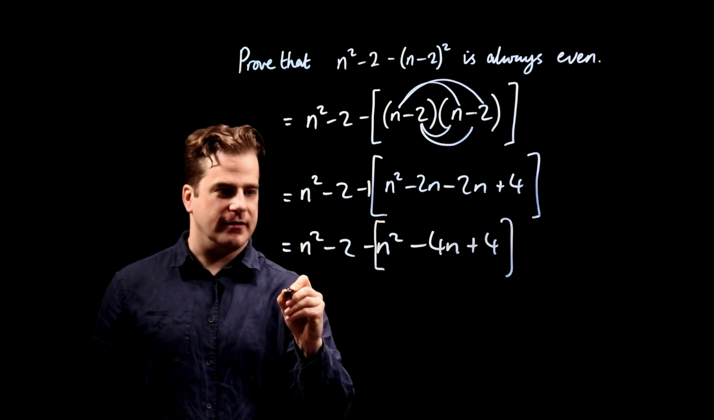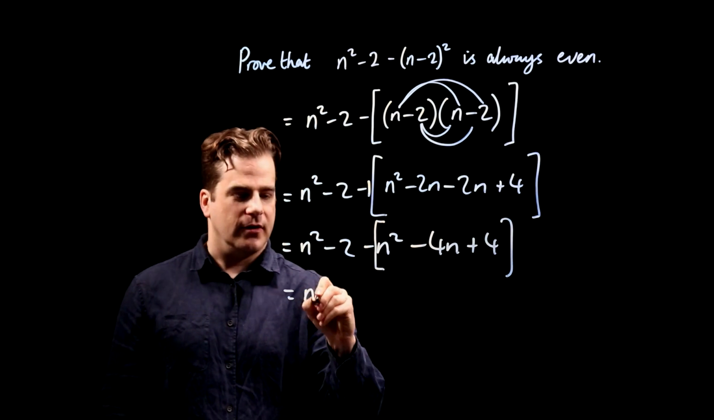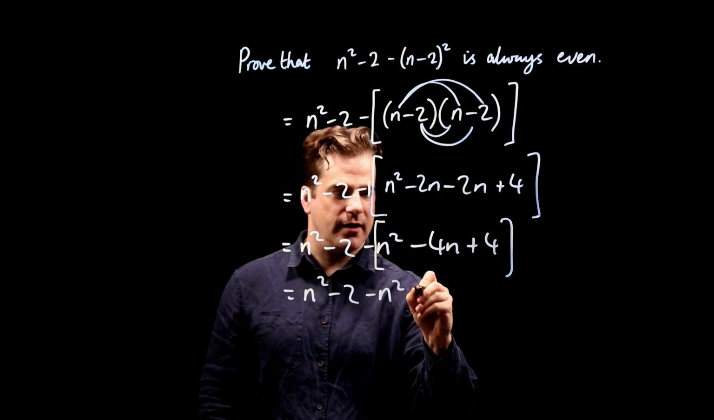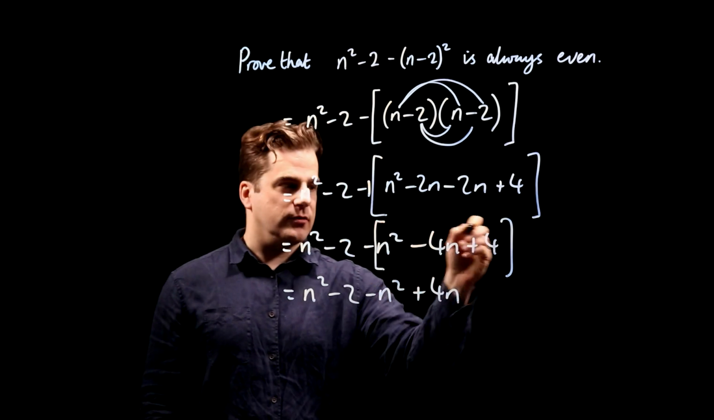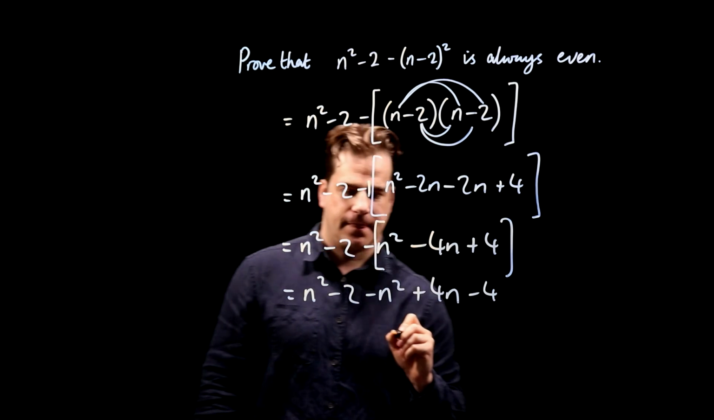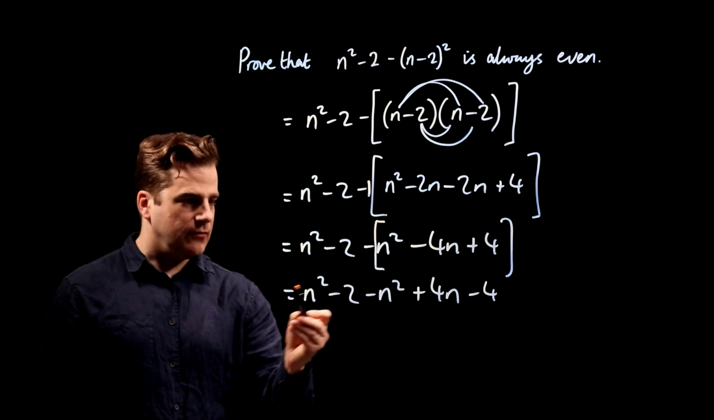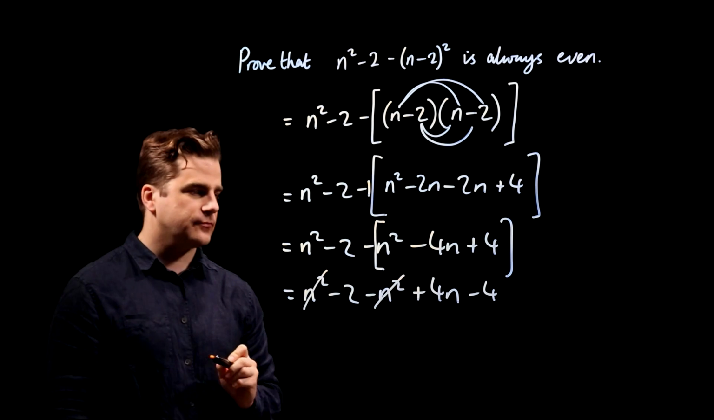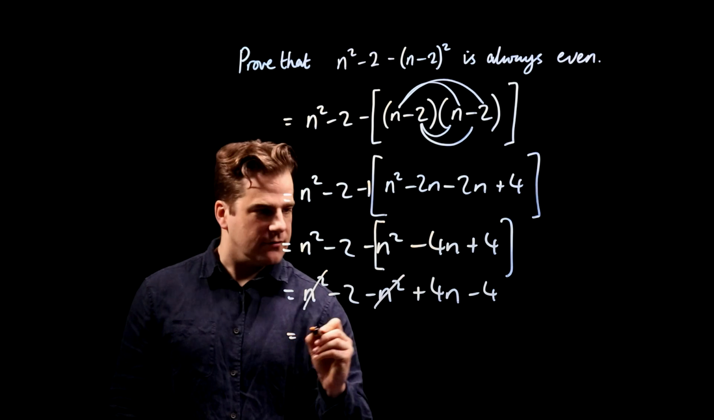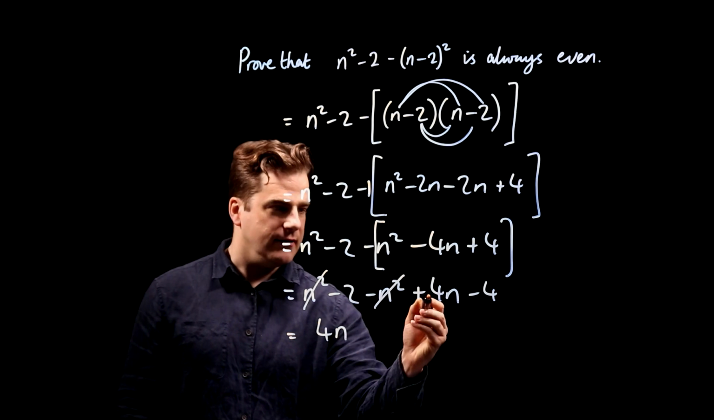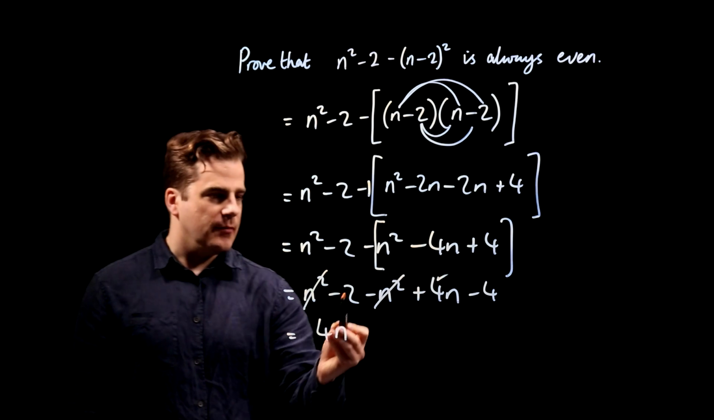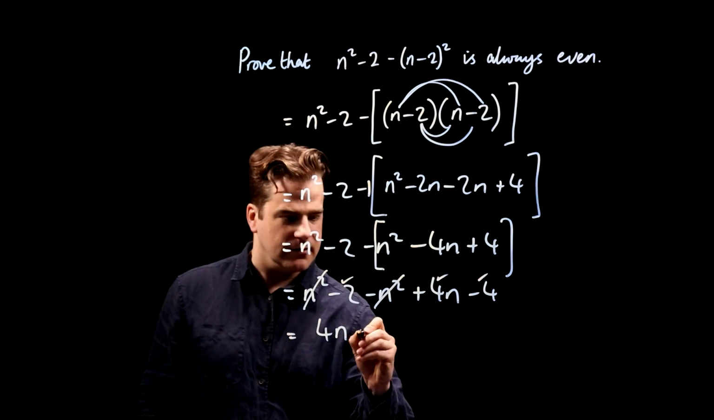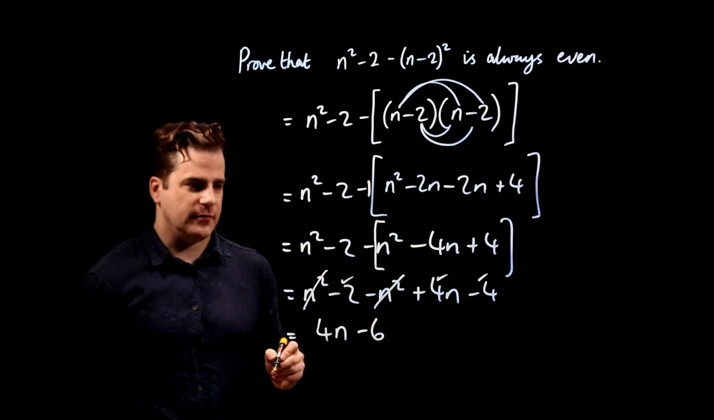Now we're ready to multiply through by minus 1. So it becomes n squared minus 2 minus n squared, minus 1 times minus 4n is plus 4n. Minus 1 times plus 4 is minus 4. Good. Oh look, n squared minus n squared. That's handy. The n squareds are gone. That's just the only term in n, so we've got 4n, so that's dealt with. Minus 2 minus 4 becomes minus 6. And that's it.